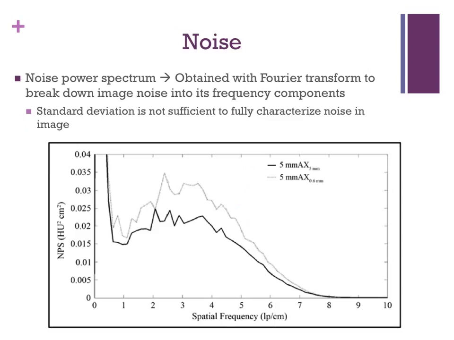Noise power spectrum is obtained with the Fourier transform to break down the image noise into its frequency components. The standard deviation is not sufficient to fully characterize noise in an image, since noise in reconstructed images is no longer white. This image is an example of a graph generated when the noise power spectrum is graphed against its frequency.